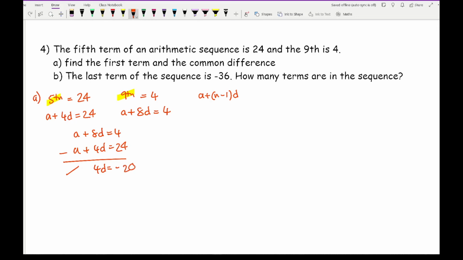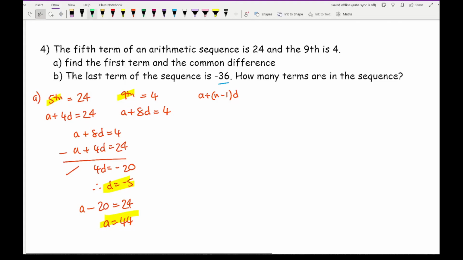So minus 20. So then, therefore, d equals minus 5. And then from this, we can work out what our a is going to be. So a minus 20 equals 24. So a equals 44. And there are my two values that they've asked me to find.